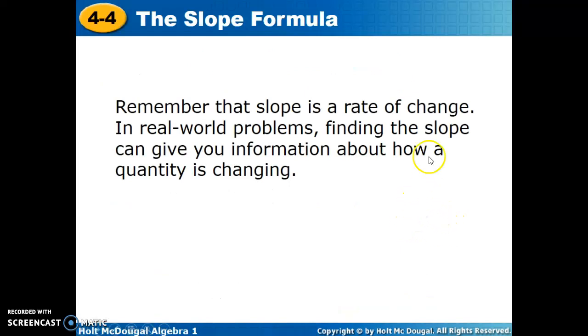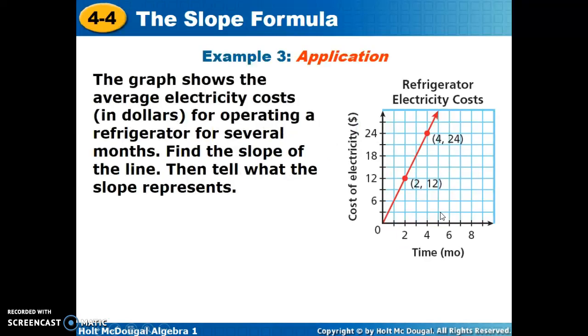Thing to remember is that slope is a rate of change. In real-world problems, finding the slope can give you information about how a quantity is changing. Let's look at example 3. It says the average electricity cost for operating a refrigerator for several months is given. Find the slope of the line and tell what it represents.